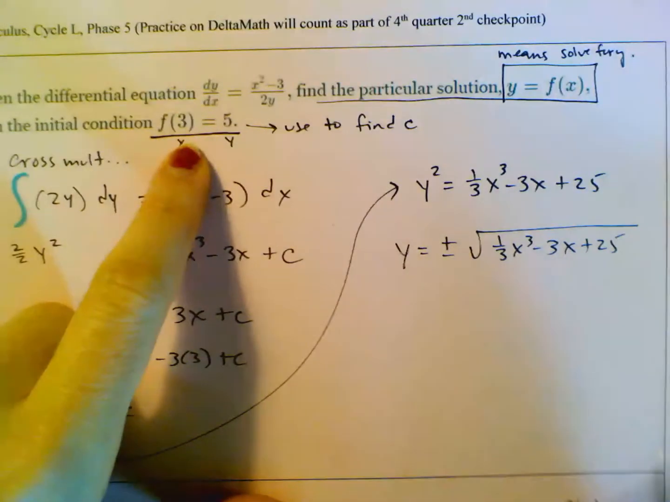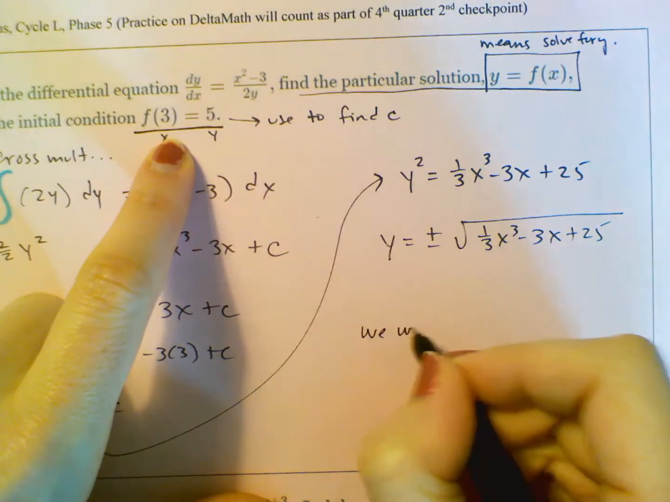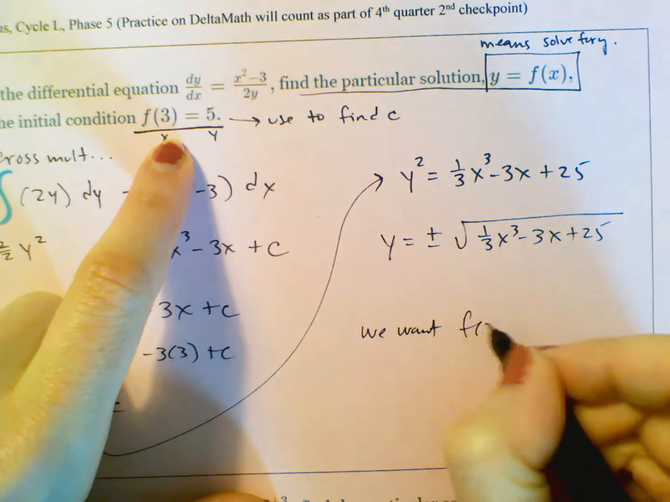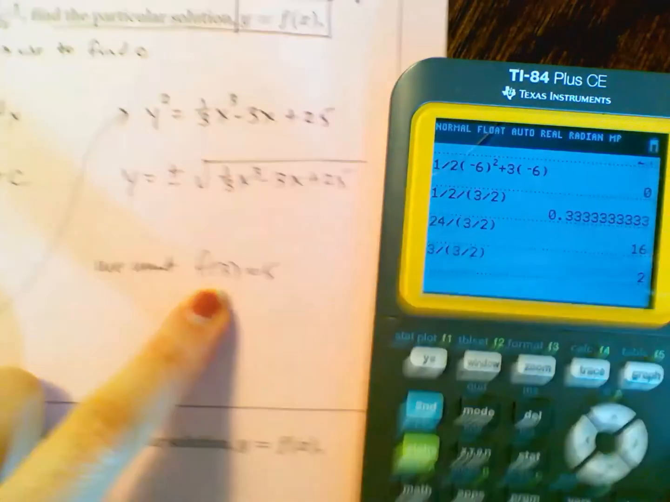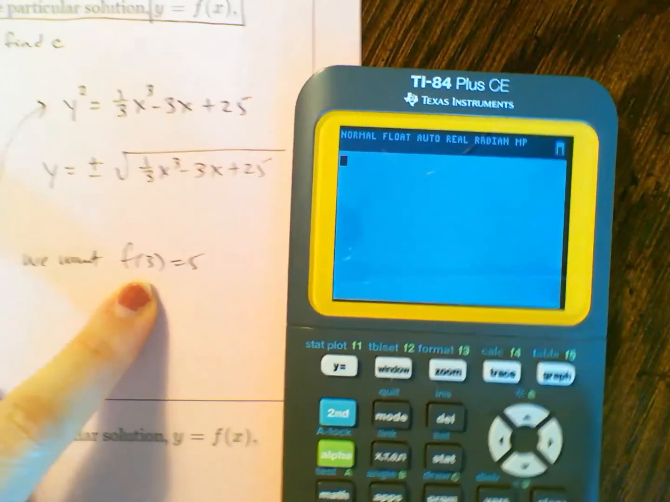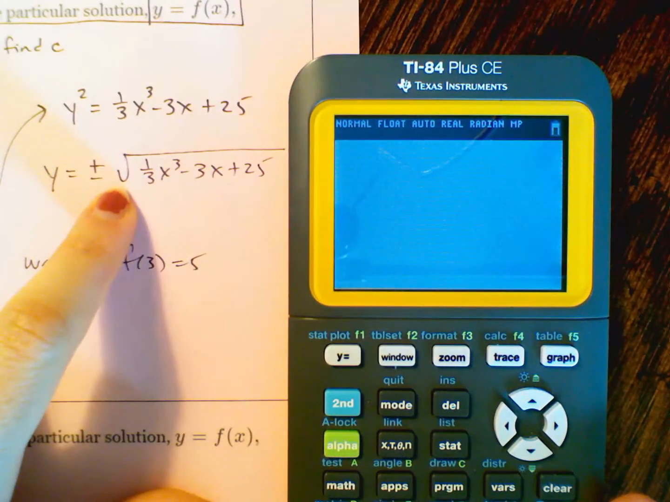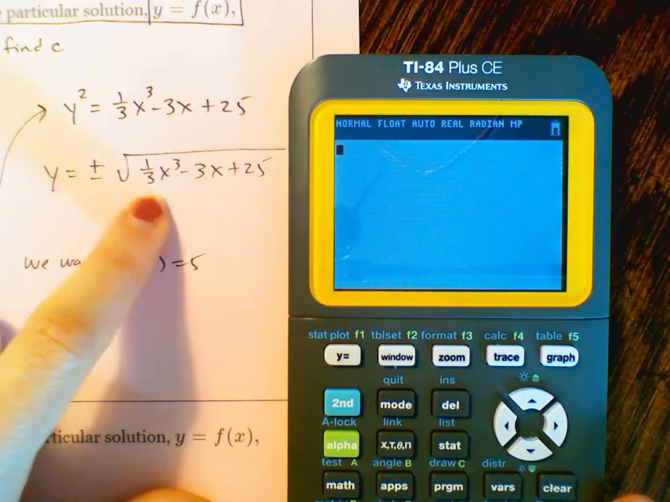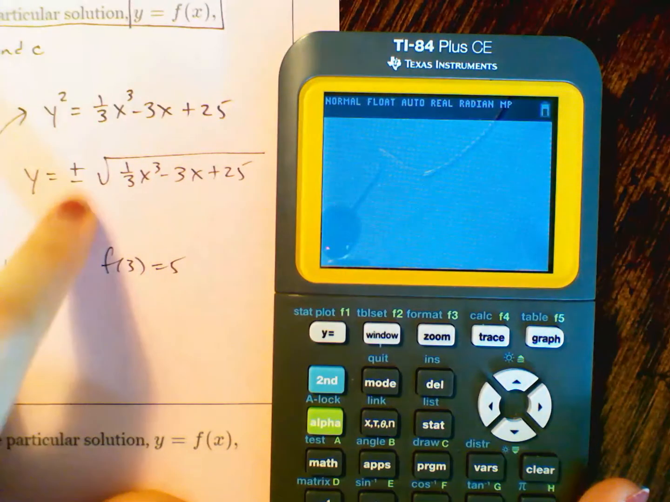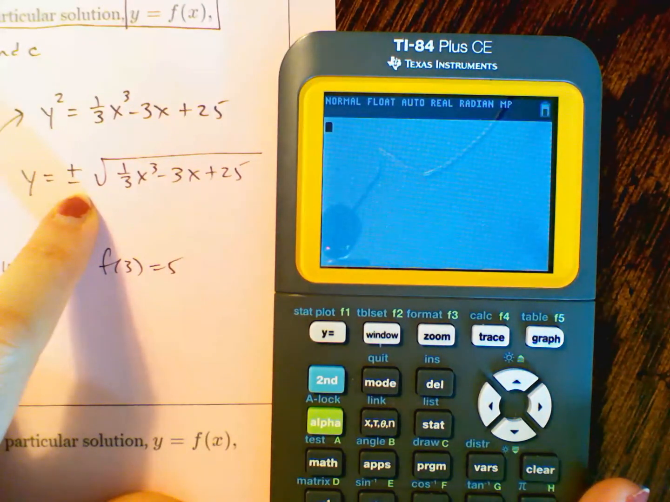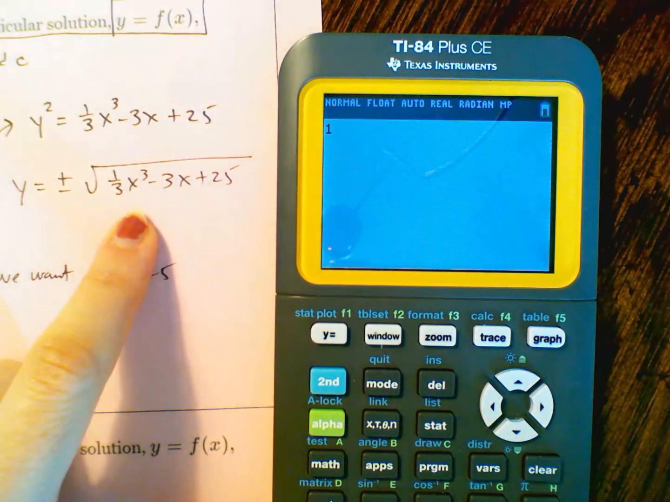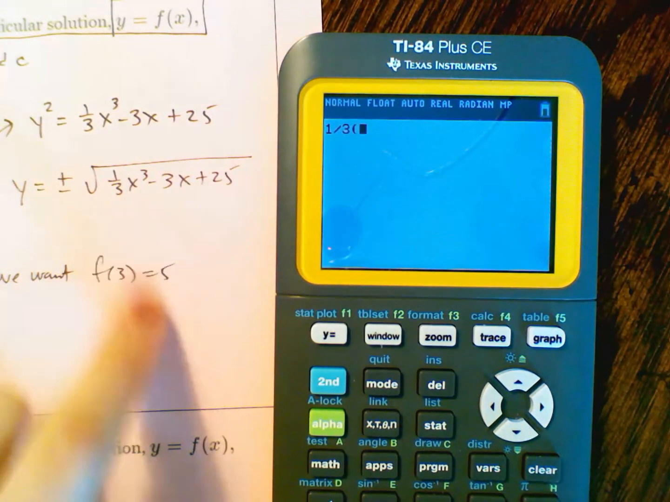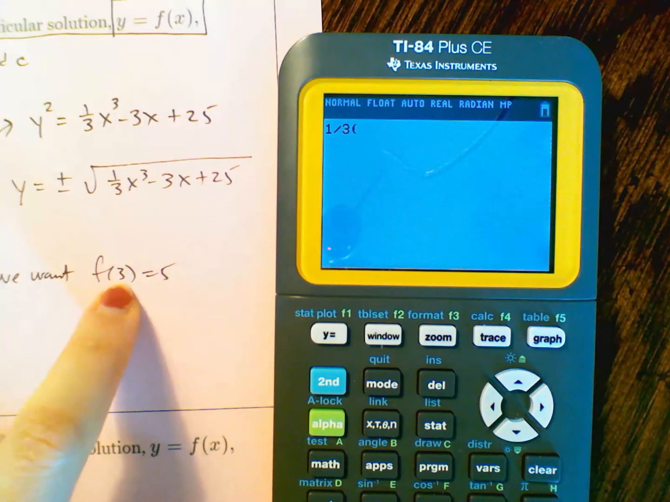And so we look at our initial condition. We want f of 3 to be positive 5, all right? We want f of 3 to be positive 5. And you might already see this, but in order for that to happen, is it going to be the plus or the minus version? Well, actually, you don't even need to do that. I guess I'll do it. So plug 3 in for all the x's.